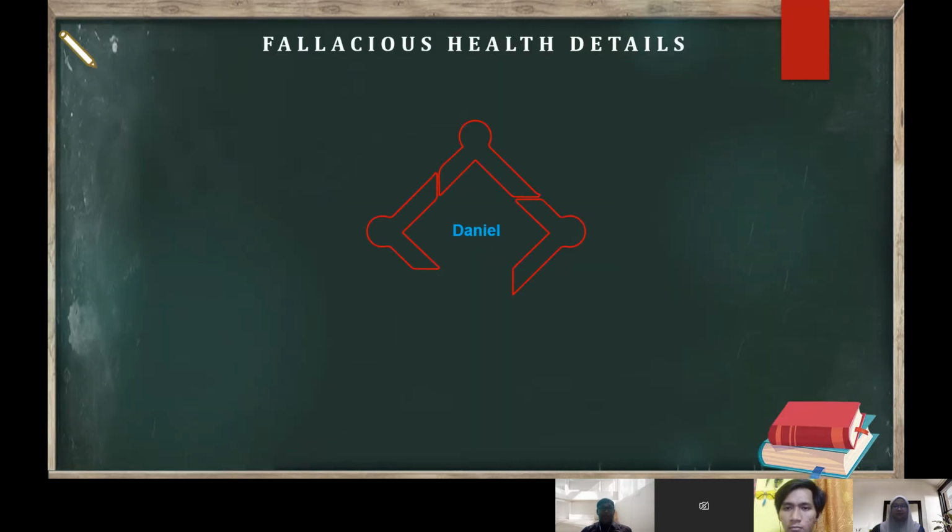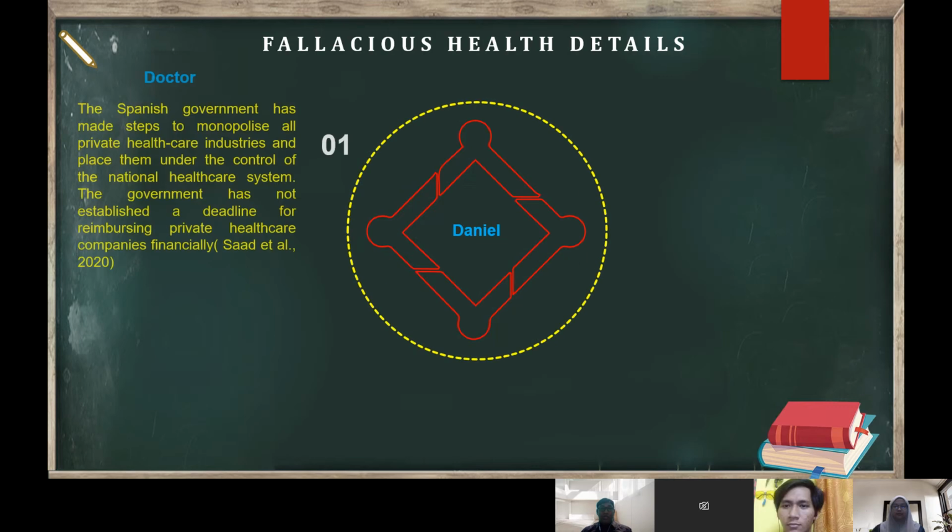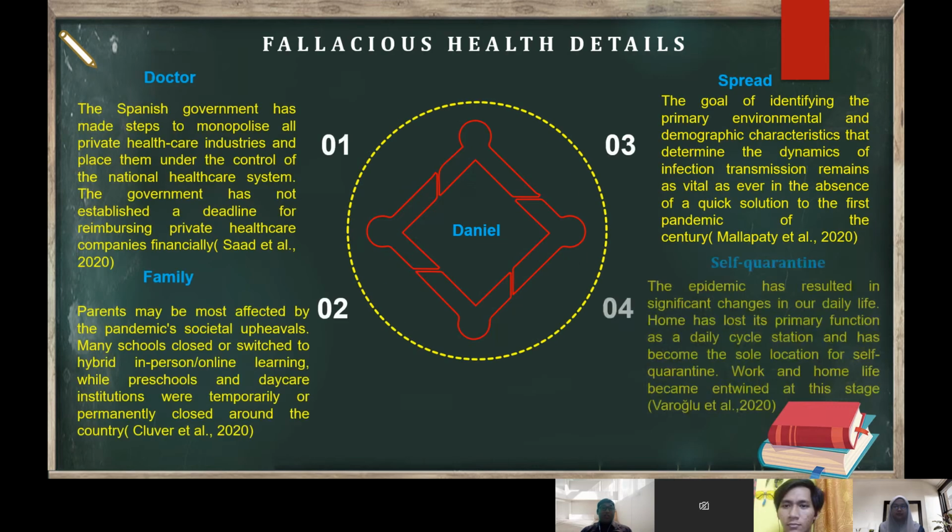Fallacious health details can be deadly to our community. It is known to media and all citizens that we cannot fake our health condition and need to check with doctors about our health condition to take early action, thus minimizing the spread of COVID-19. Monopolizing all private healthcare and placing them under the control of the national healthcare system are the best things to do in this situation to counter the spread of COVID-19.